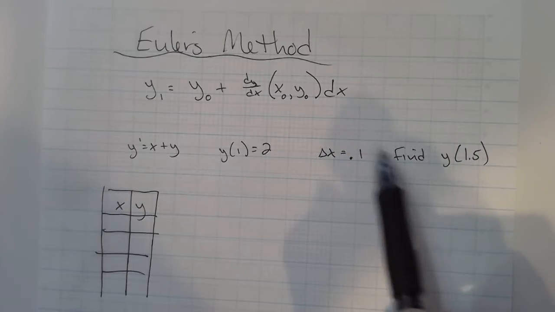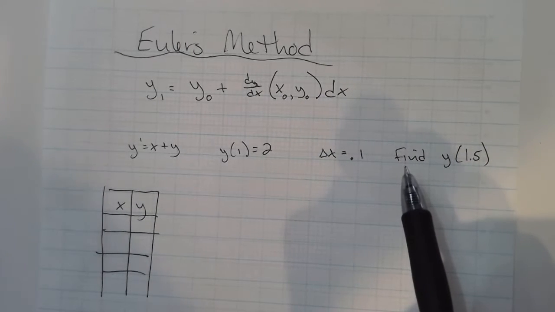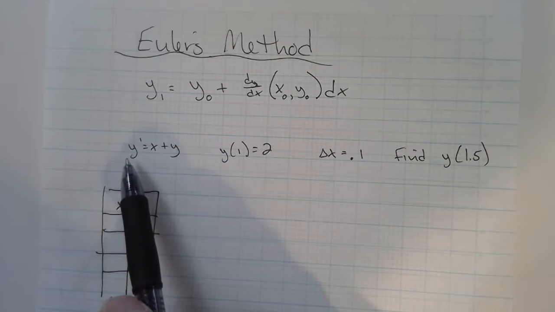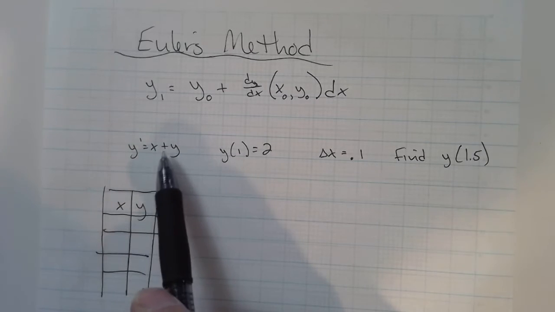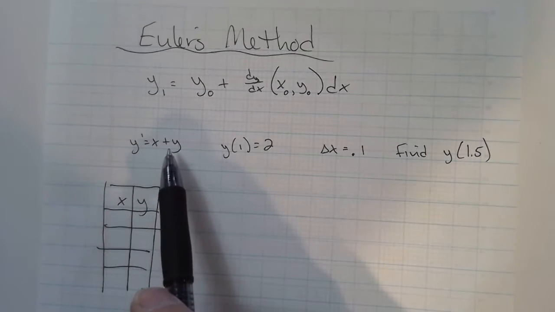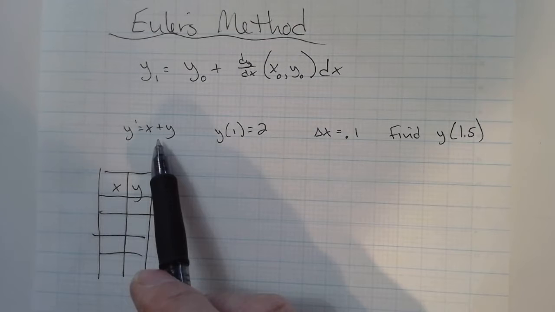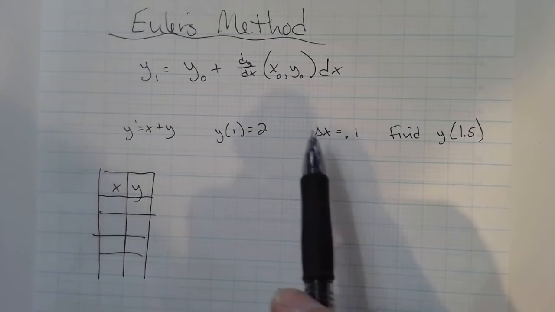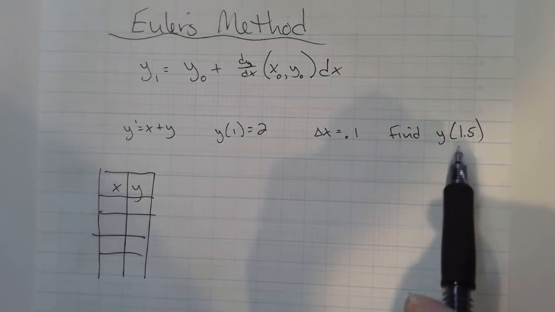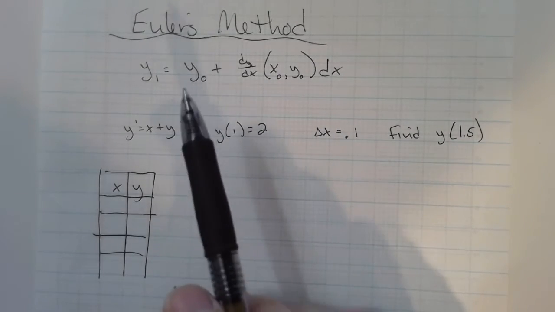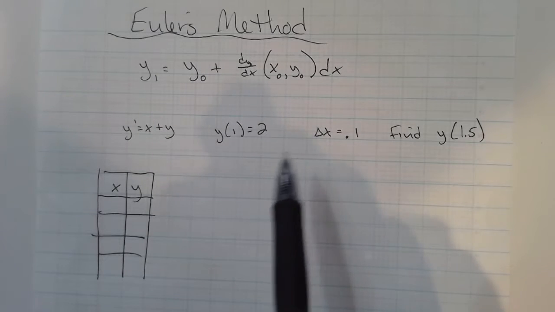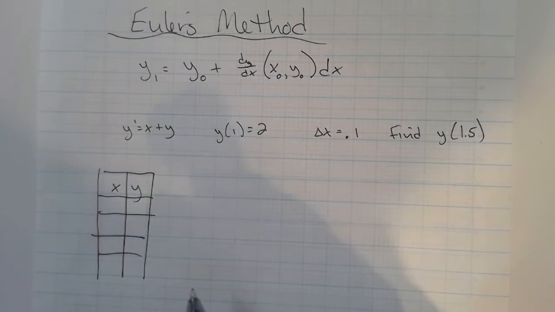Now, Euler's method is used when you can't separate variables. So here, we can't divide by y to move it to the other side because we're adding x and y. So there is no way to separate the variables here. So the only way to actually approximate y(1.5) would be to use Euler's method. As long as the distance isn't too far from 1 to 1.5, we're okay.